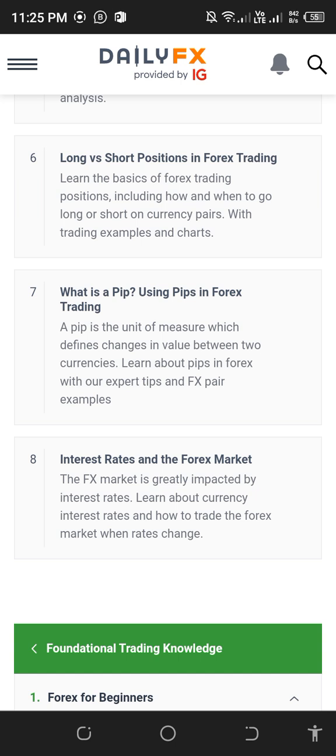Interest rates and the forex market. The FX market is greatly impacted by interest rates. Learn about currency interest rates and how to trade the forex market when rates change.